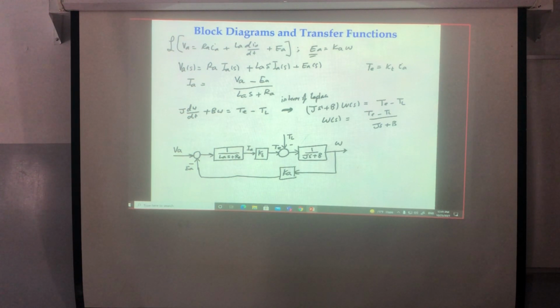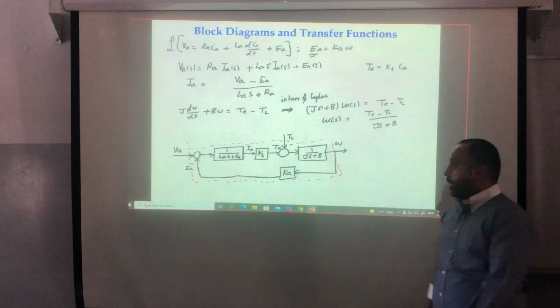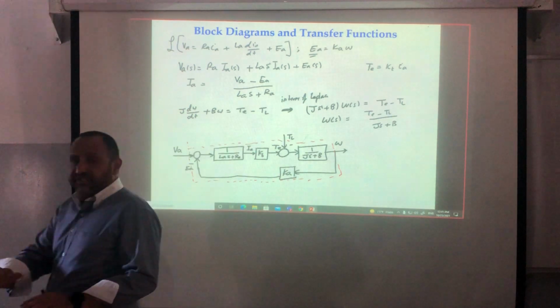Now let's change the color. Let's change the color with the red. And let's try to put a dashed box which represents the machine itself. Correct? It's supposed to be a box. Now, what is inside the box is the physical system.